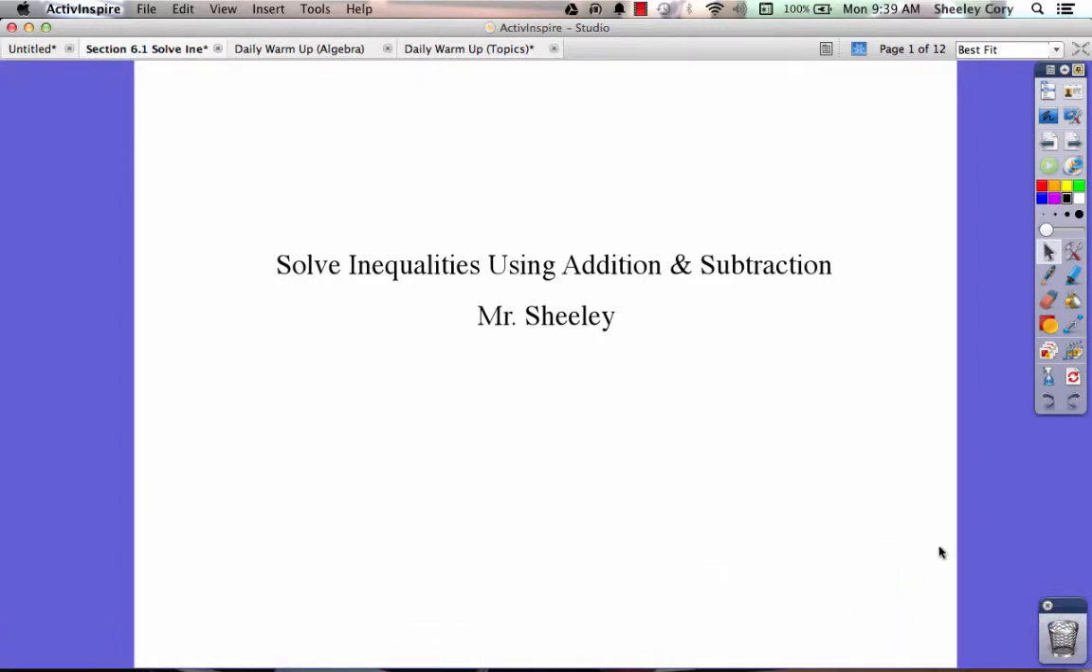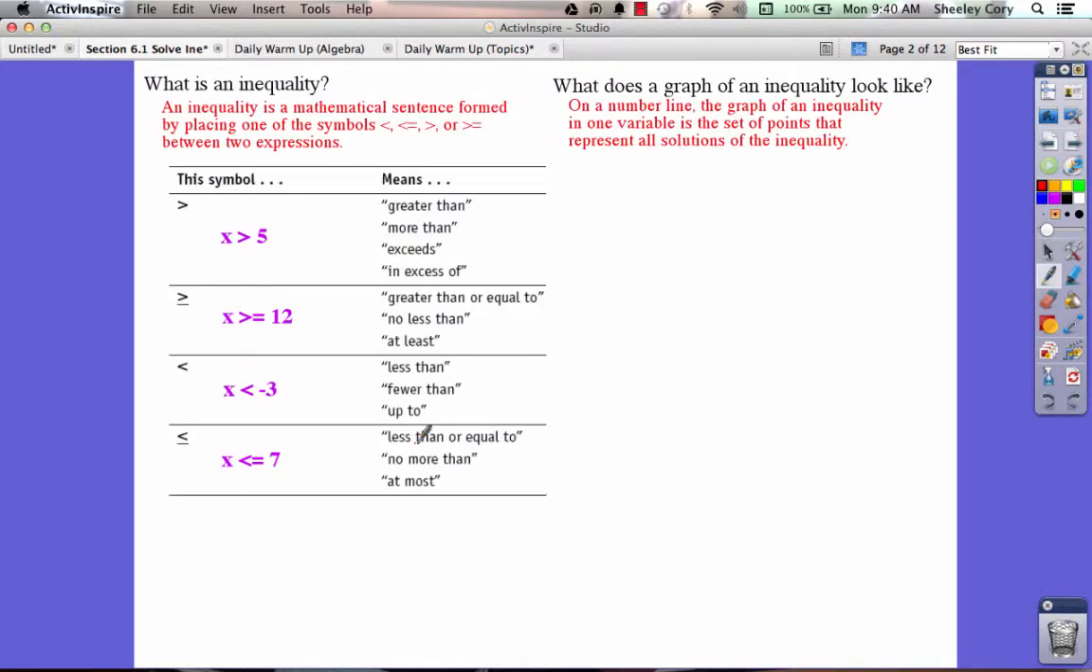Today's topic, we're going to talk about solving inequalities using addition and subtraction. So you might ask yourself, what is an inequality? An inequality is a mathematical sentence formed by placing one of these symbols, less than, less than or equal to, greater than, or greater than or equal to, between two expressions. So it's just like an equation.